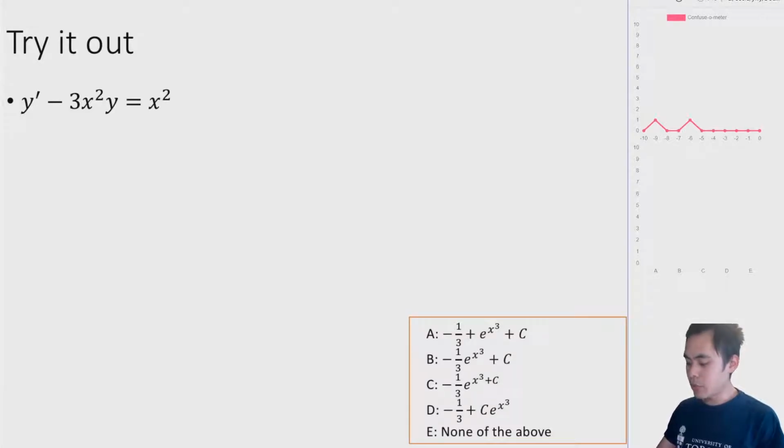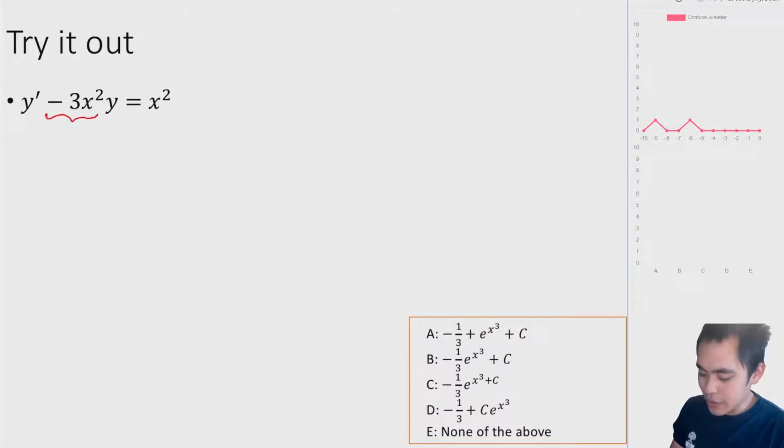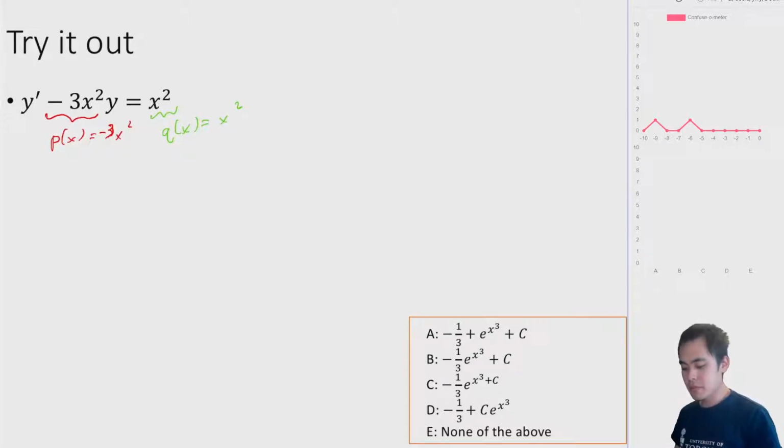So let me go ahead and give a quick hint, which is that p of x is equal to minus 3x squared, and q of x, as in the previous example, is equal to x squared. So of course, the first thing you need to do is figure out this integrating factor. But there's a formula for that on the previous slide.